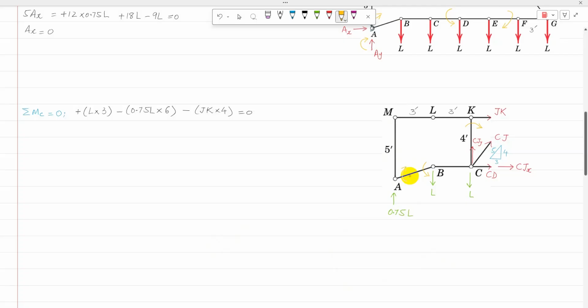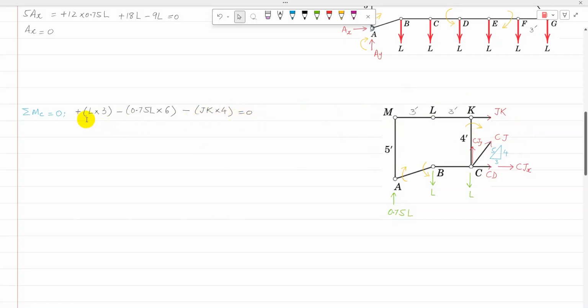Assuming clockwise moment as negative and anticlockwise moment as positive, I can write, starting with L times 3 as positive, and then 0.75 L times 6 as negative, and JK times 4 as negative.